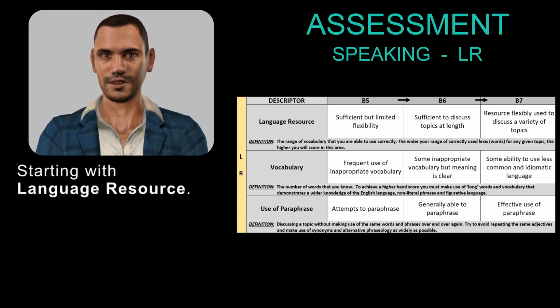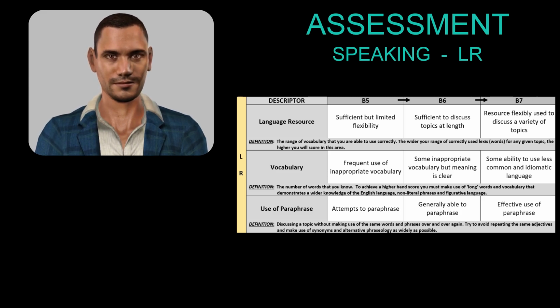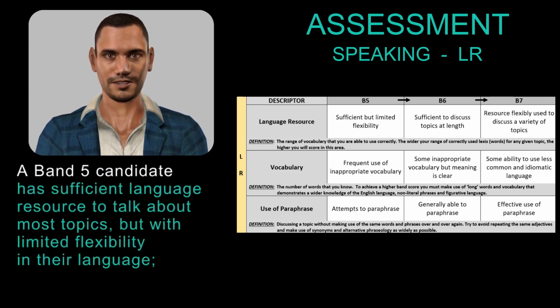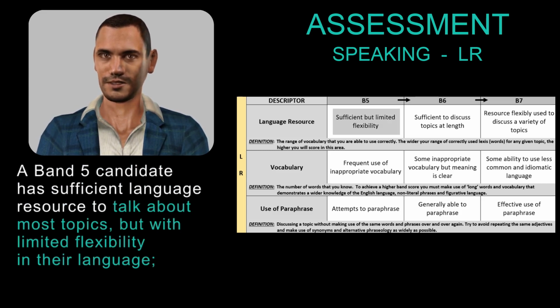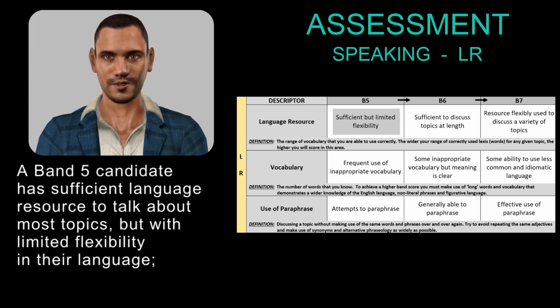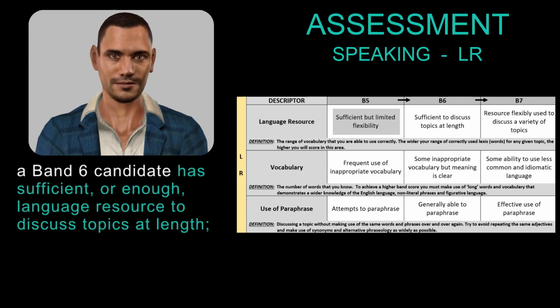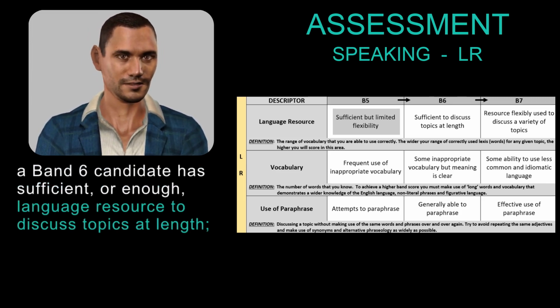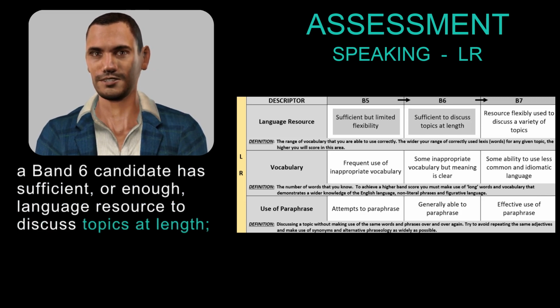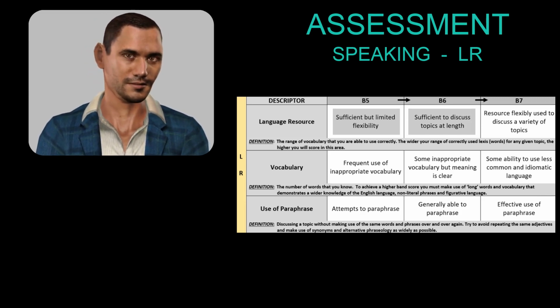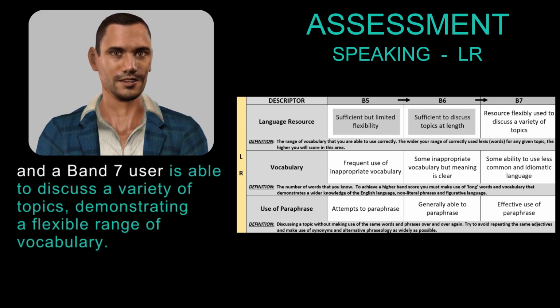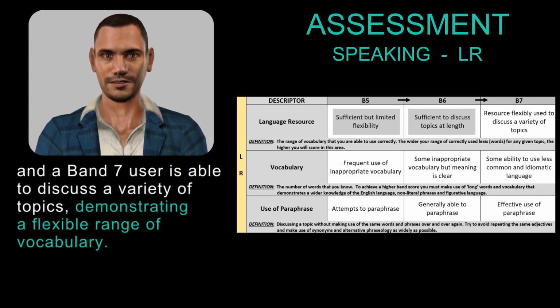Starting with language resource. A Band 5 candidate has sufficient language resource to talk about most topics, but with limited flexibility in their language. A Band 6 candidate has sufficient or enough language resource to discuss topics at length. And a Band 7 user is able to discuss a variety of topics, demonstrating a flexible range of vocabulary.